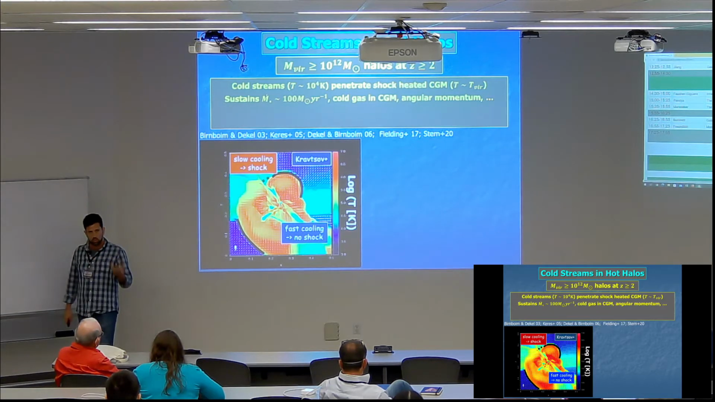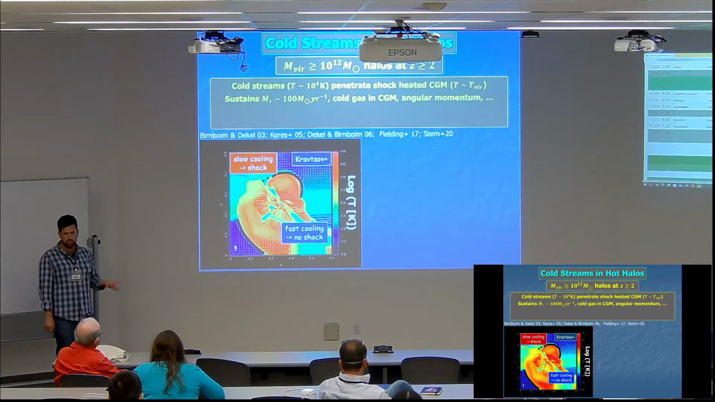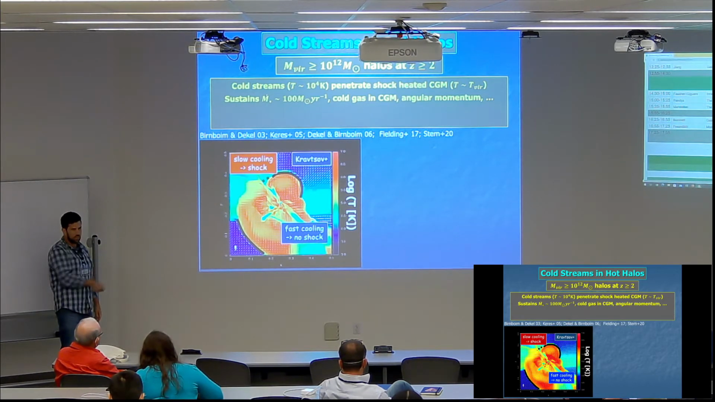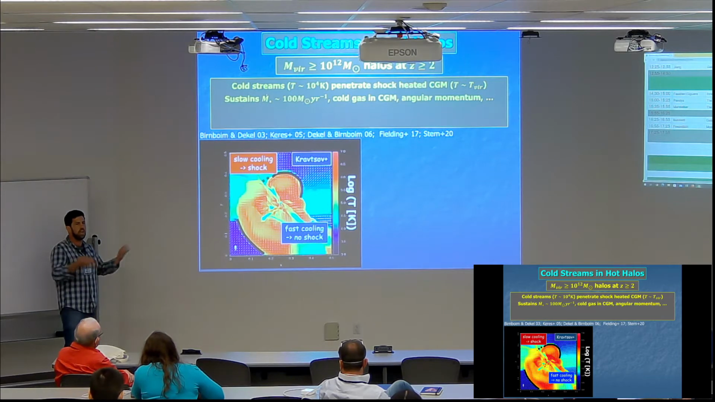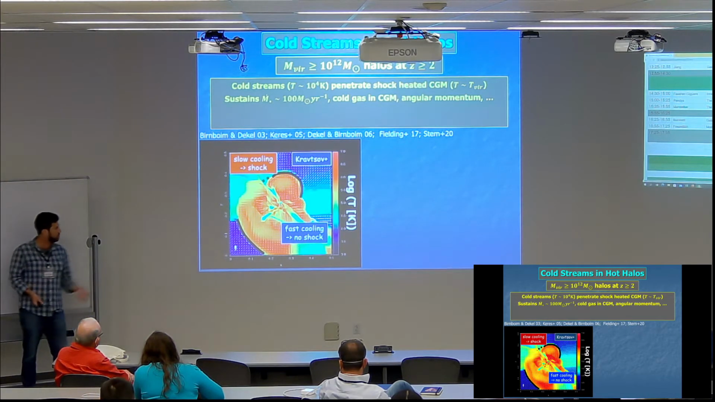Now, hot halos and cold streams don't necessarily live together very friendly. In very massive halos, above 10^12 at redshift 2, we expect the circumgalactic medium to be mostly hot, at a virial temperature of order 1,000,000 degrees.